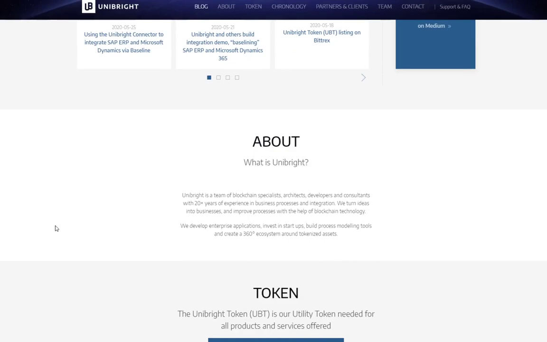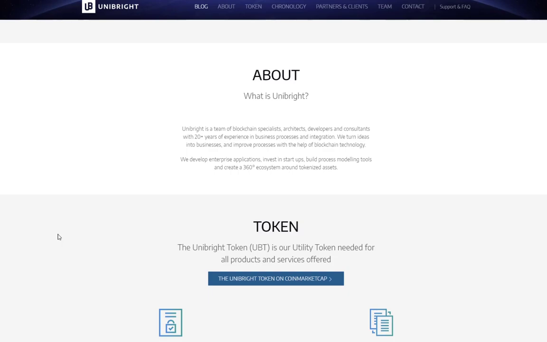So what is Unibright? Unibright is a team of blockchain specialists, architects, developers and consultants with 20 plus years of experience in business processes and integration. We turn ideas into businesses and improve processes with the help of blockchain technology. We develop enterprise applications, invest in startups, build process modeling tools, and create a 360 degree ecosystem around tokenized assets.